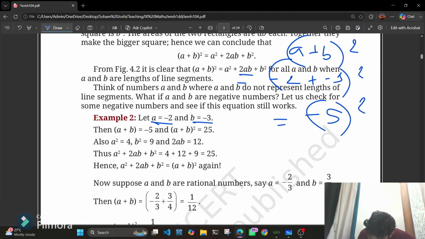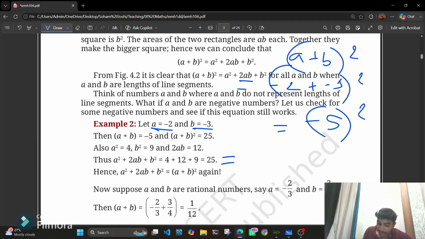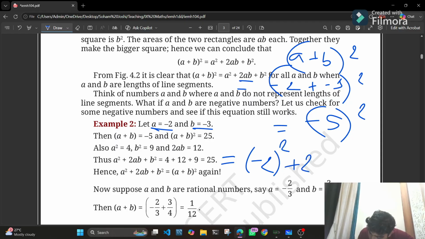Or else we can solve it in a similar way as a square plus 2ab plus b square, because it is in the form of a plus b. So what is our a? a is minus 2, whole square, plus 2ab, so 2 into minus 2 into minus 3, plus b square, so minus 3 whole square.